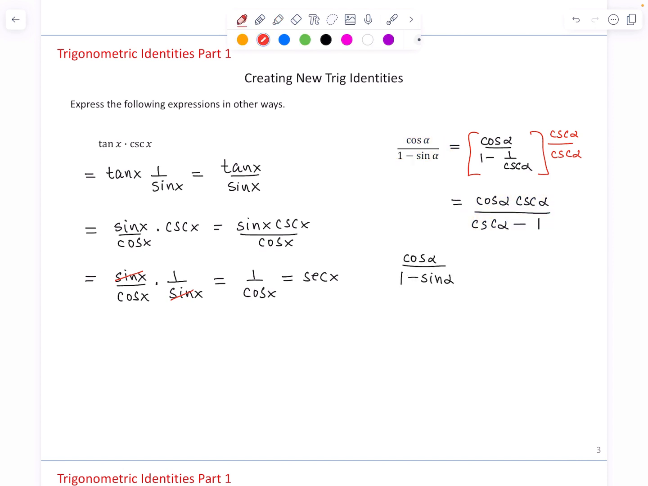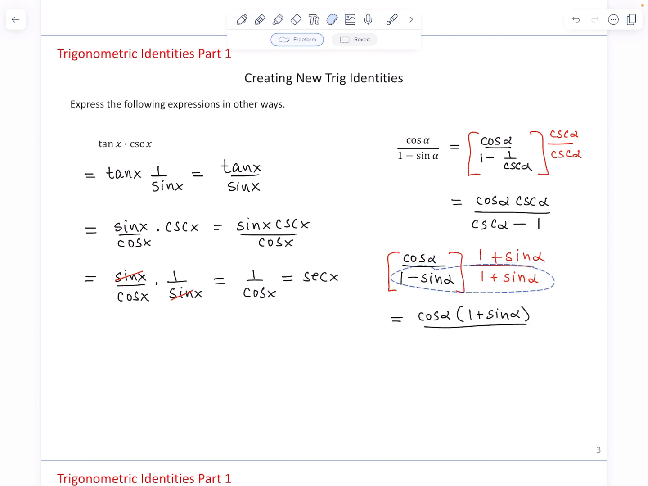Another thing I could do is multiply the original, numerator and denominator, by the conjugate of the denominator, which is the same expression but addition. So my numerators I'll multiply, but I will not distribute. But for the denominators, I will do the FOIL process. So I'll distribute the 1 and then the negative sine alpha. So we get 1 plus sine alpha minus sine alpha, and then negative sine alpha times positive sine alpha will give me this negative sine squared of alpha. Now these two middle terms will cancel, giving me this expression.